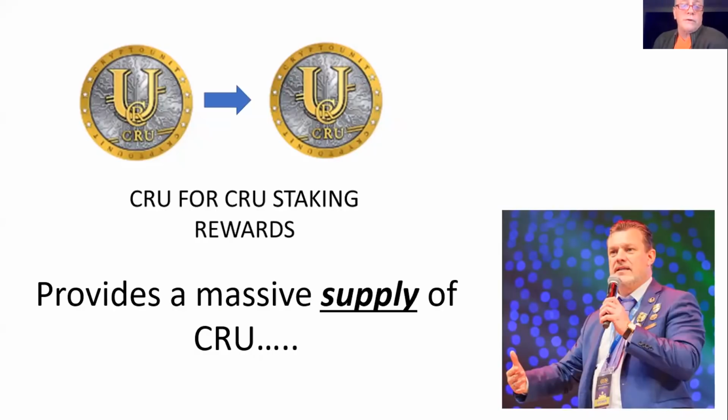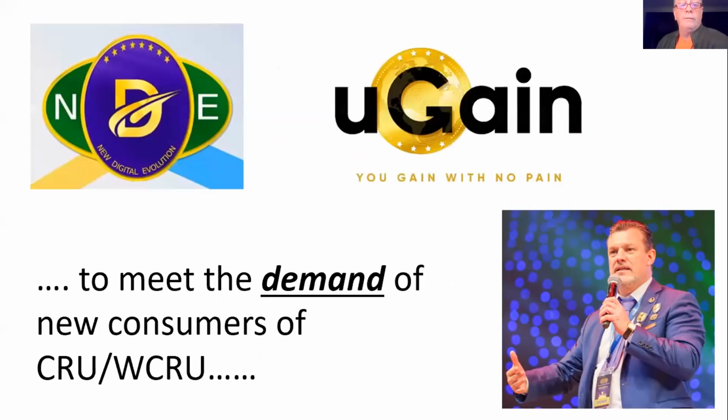What CRU for CRU staking rewards are going to provide is a massive supply of CRU, unlocked CRU, to meet the demand of the new consumers who are going to be wanting CRU or World CRU, because that's what these two companies, Digital Guarantees and Ugain, that's one of the ways that people are going to get access to and participate in these programs. They're going to need to have CRU, or they're going to need to have World CRU.